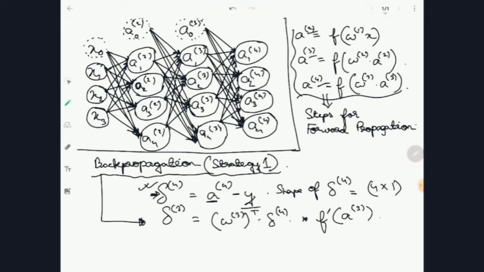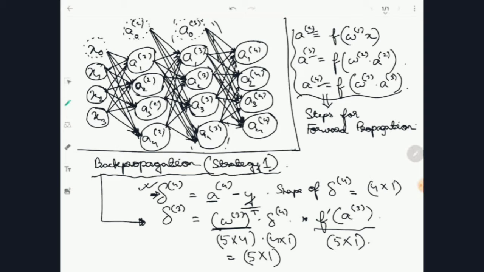Now the original shape of this weight matrix is 4 by 5, which becomes 5 by 4 after transpose, and del 4 is 4 by 1, so after multiplication it becomes 5 by 1. And for this, if you include the whole layer 3, all the 5 units, you will also get a 5 by 1 matrix. But in this 5 by 1 matrix, the first entry will always be 0, because this is a bias unit.